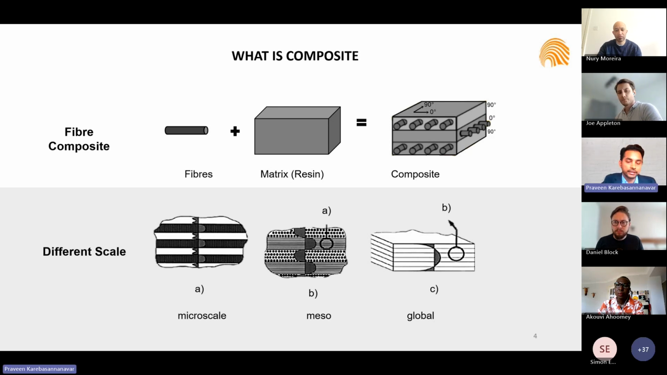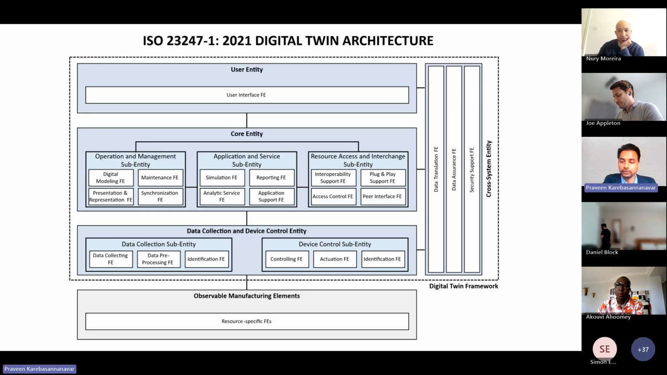So they are at different scales, like the global scale and then also macro scale, meso scale, which is between the layers, and then finally at micro scale within each layer. So this is the overall view of the digital twin architecture, and then each of the entities.